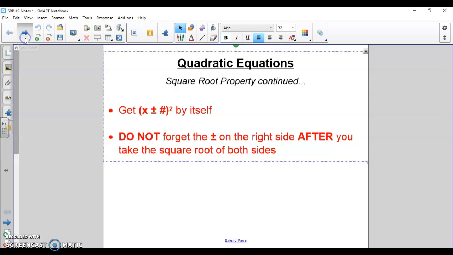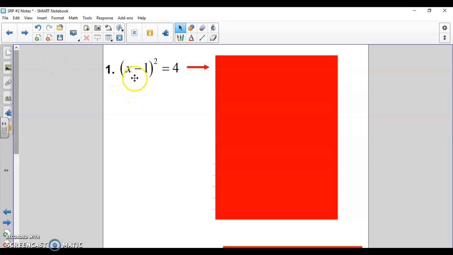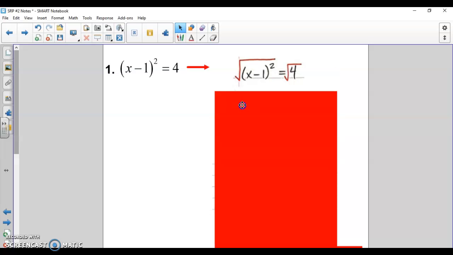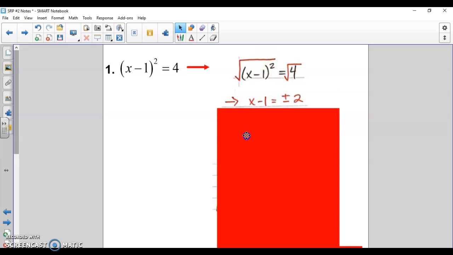All right. So first example, the parentheses is already by itself. That's your first major goal, to get the parentheses by itself. Once it's by itself, you square root both sides. All the square root on the left side does is knock out the exponent. So all I have is just x minus 1. The exponent's gone, so we're good there. Now, the square root of 4 is 2, but I need to put the plus or minus with it. Then I need to get x by itself, so I need to add 1 to both sides.